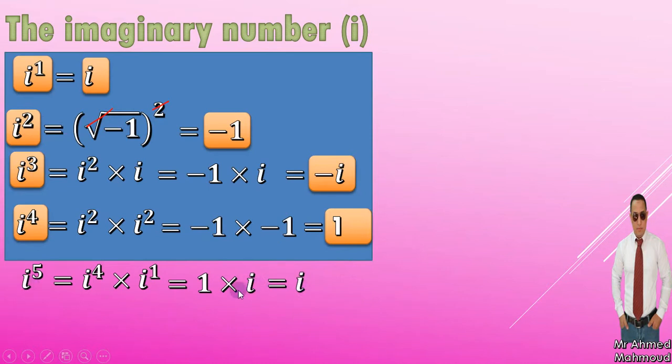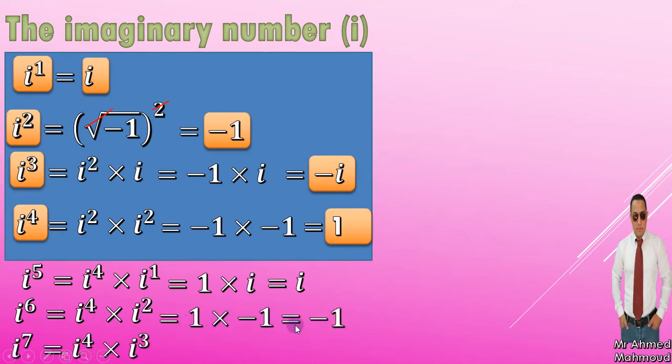You don't have to keep this one. You just need to remember i power 1, 2, 3, and 4. Now i power 6. i power 6 equals i power 4 times i power 2. i power 4 equals 1 and i power 2 equals negative 1. So i power 6 equals negative 1.